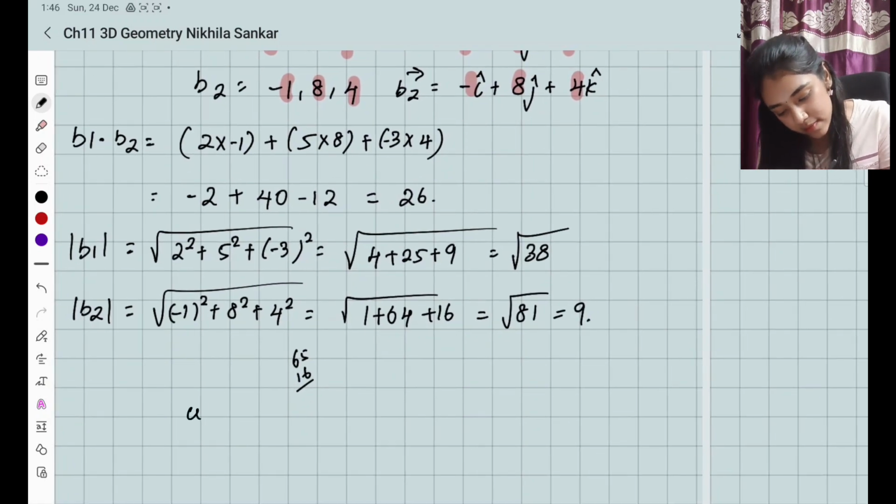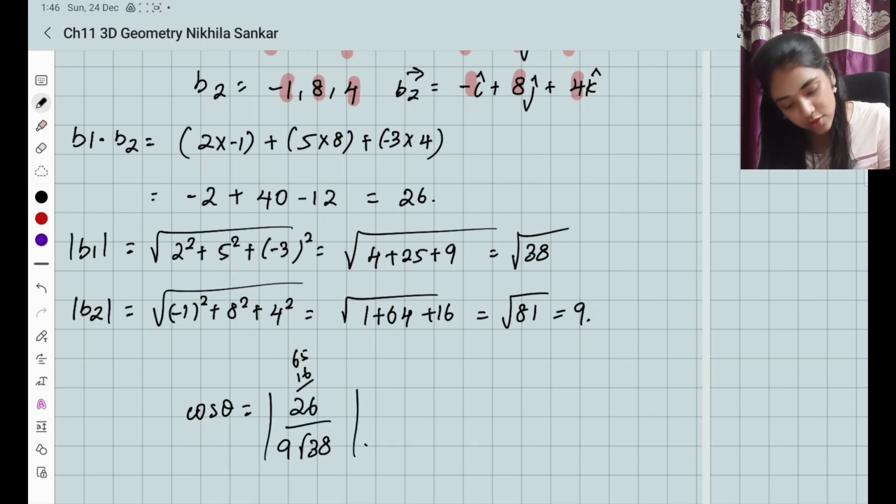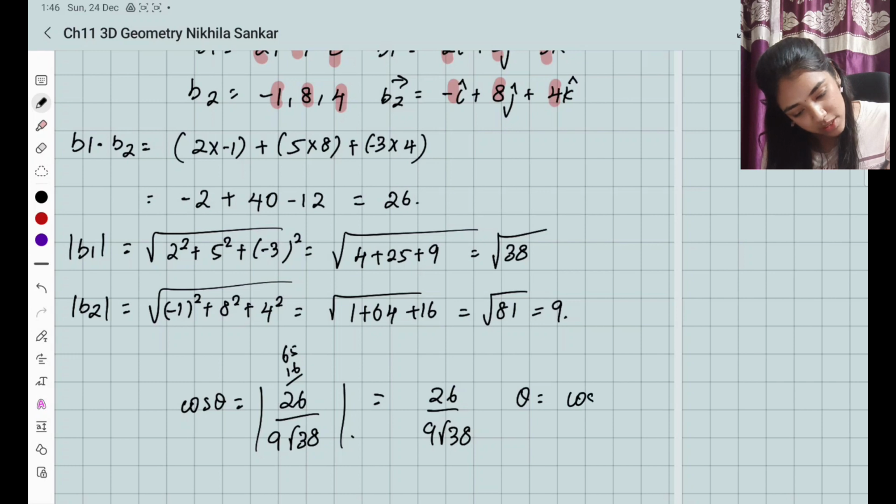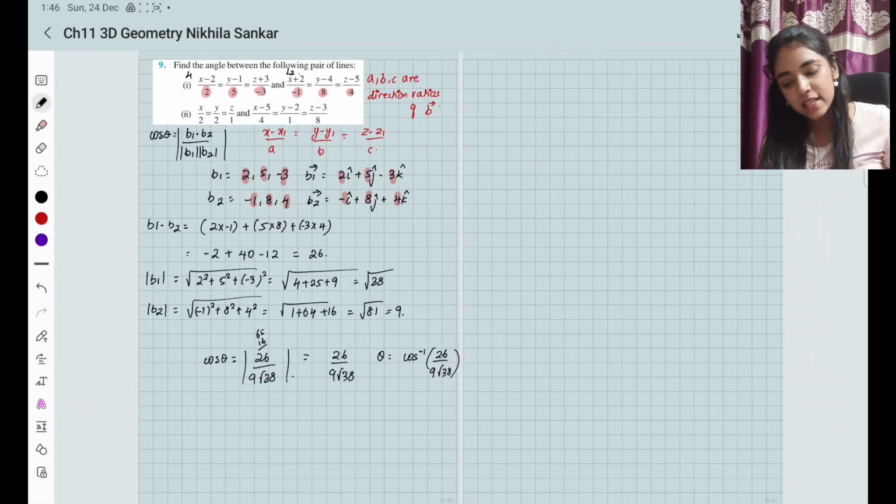Now cos theta is going to be the dot product 26 divided by 9 root 38. So this is going to be my final answer. So you can write it this way, or you can remove the magnitude: theta equals cos inverse of 26 divided by 9 root 38. Okay, please copy. This is my first subsection.